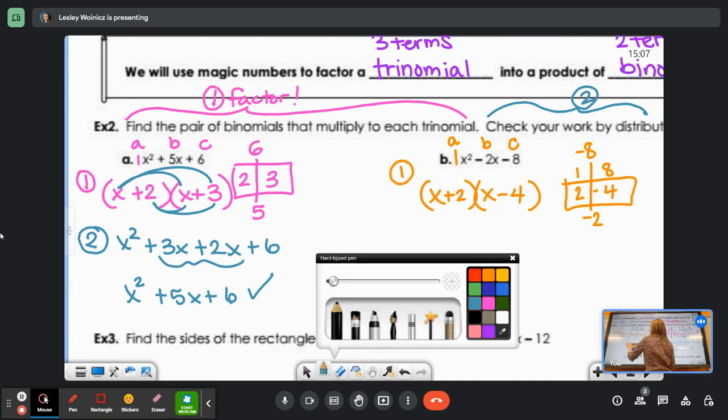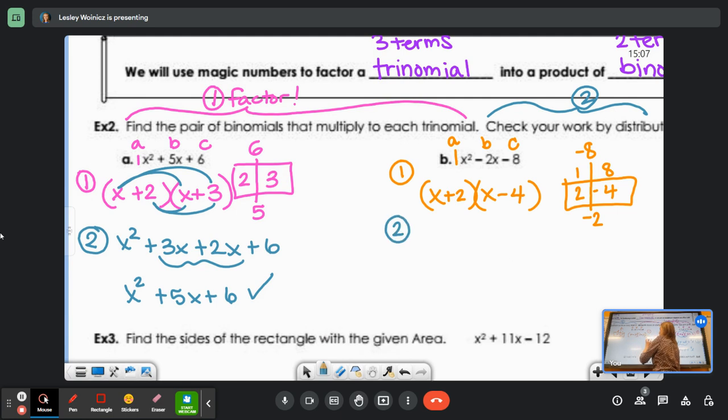Part 2 is that we have to check by distributing. So x times x, x squared. x times -4, -4x. 2 times x, 2x. 2 times -4, -8.